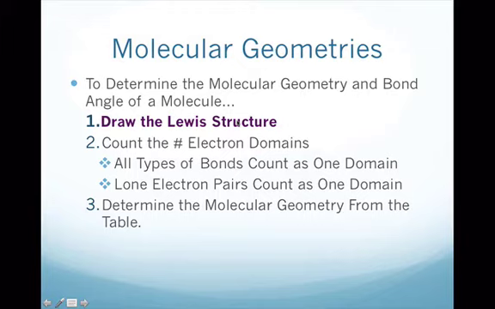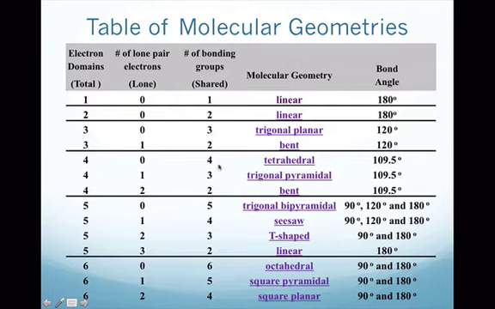And then you're going to use that table. You're going to look up how many are bonded and how many are lone electron domains, and you'll be able to determine the molecular geometry based on that table. So your table looks something like this. The total electron domains is your lone electron pairs and your bonded pairs all together. Then you divide it up into lone and shared in these two columns right here. The molecular geometry is listed, and then you have your bond angles also. So this is what your table should look like.